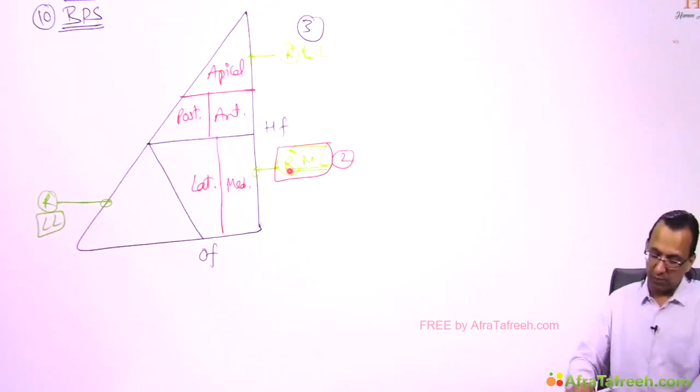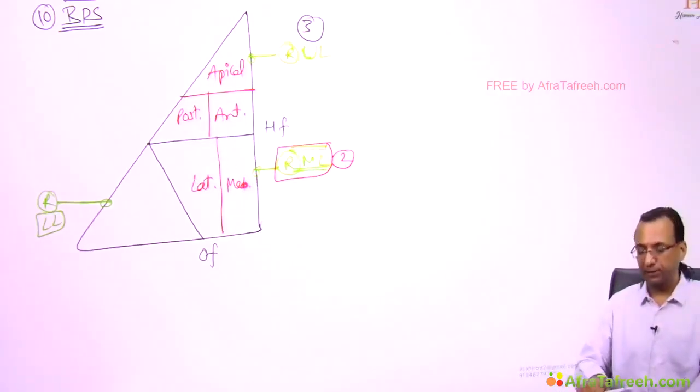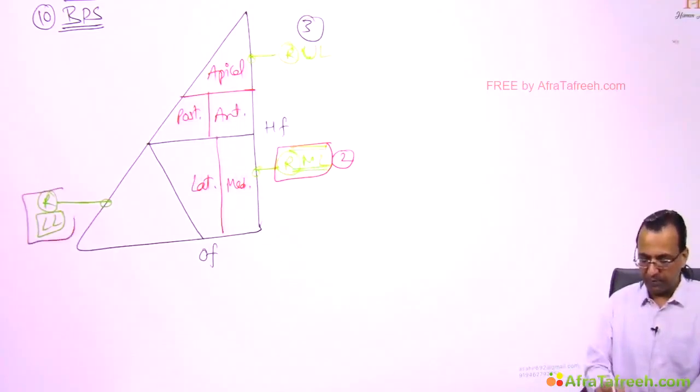So right middle lobe is having 2 BPS, which are lateral and medial BPS? Yes. And then you have 5 BPS in the right lower lobe, which are 1 apical and 4 basal.